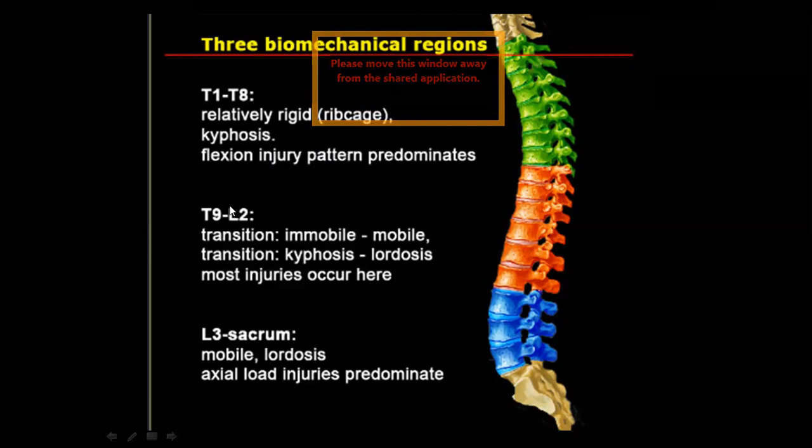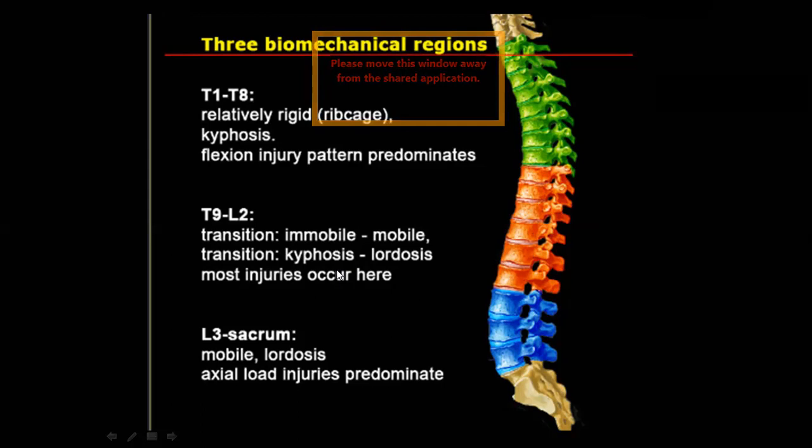From T9 to L2. So what is specific about this thoracolumbar junction? We also read in infection, tuberculous spine infection is more common in the thoracolumbar junction. Why? Because this proximal thoracic segment is relatively rigid, immobile. So slowly it is coming to a mobile segment. So this is the junction of immobile segment and mobile segment. So a lot of movement occurs here. So the most number of injuries occur at the thoracolumbar junction between T9 to L2.